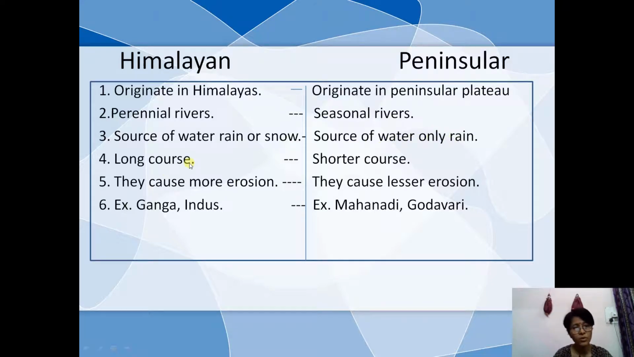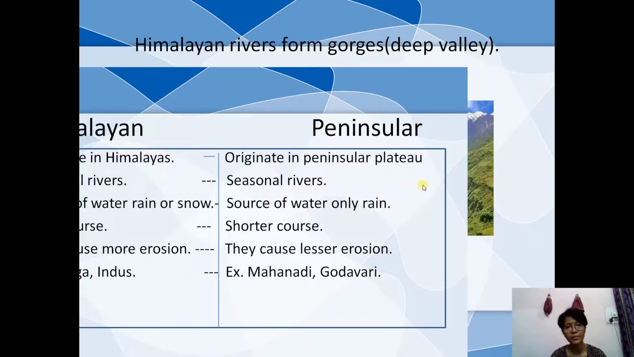Himalayan rivers have a longer course from the source to the mouth, and peninsular rivers have a shorter course. Himalayan rivers cause more erosion, and peninsular rivers cause lesser erosion. For example, of the Himalayan rivers, Ganga, we can say Indus river, Brahmaputra also; peninsular rivers: Mahanadi, Godavari, Krishna, Kaveri.